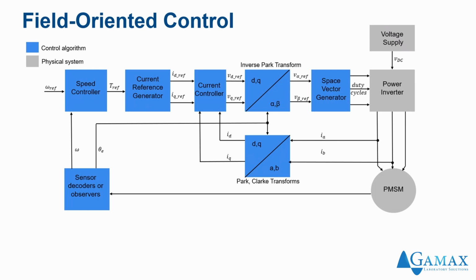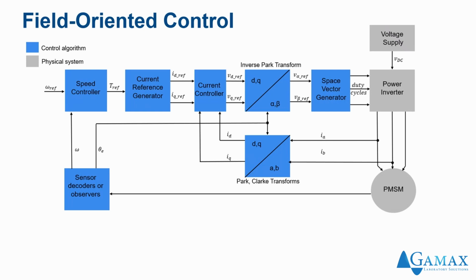As we can see from this overview of system-level block diagrams, we differentiate the control algorithm and the physical system by colors. On the physical system side, we have the voltage supply, which could be represented with a battery block, for example, an inverter, and our PMSM motor.